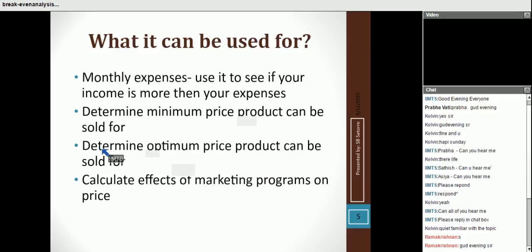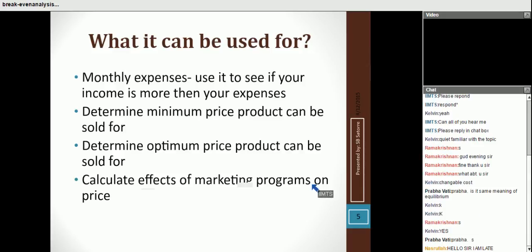Okay. Next, it can also be used for finding the optimum price a product can be sold for. It can also be used for calculating the effects of marketing programs on the price. The marketing programs that we are running, right? It is a good way of checking whether that marketing program is proving to be beneficial or not for the product for which we are doing the marketing.